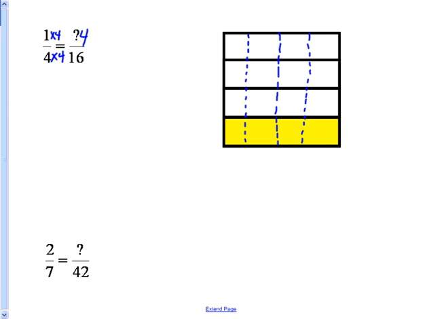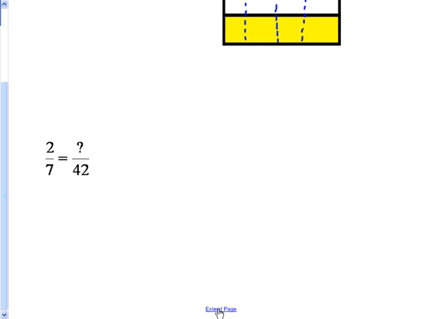If we look at the next question here, instead of drawing it out visually, I'm just going to think about it. I have something that's cut into 7 pieces, and I have 2 of them. I want it to be cut into 42. So the question is, what do I have to do with each of those 7 pieces to make them into 42? Well, 7 times what gives me 42?